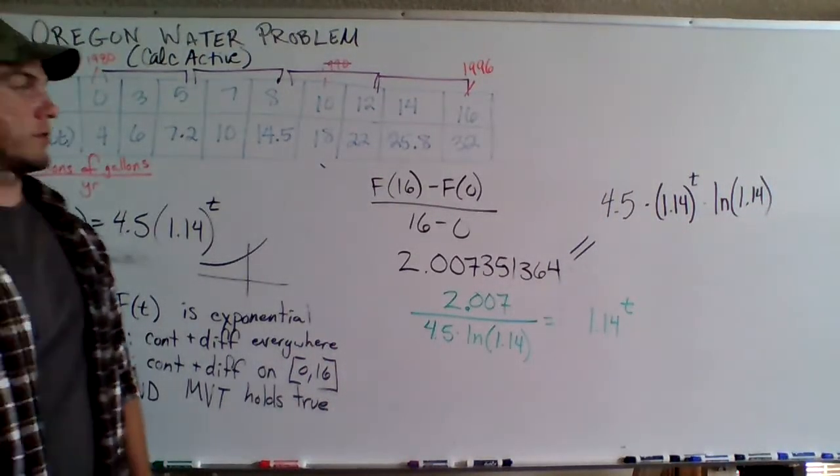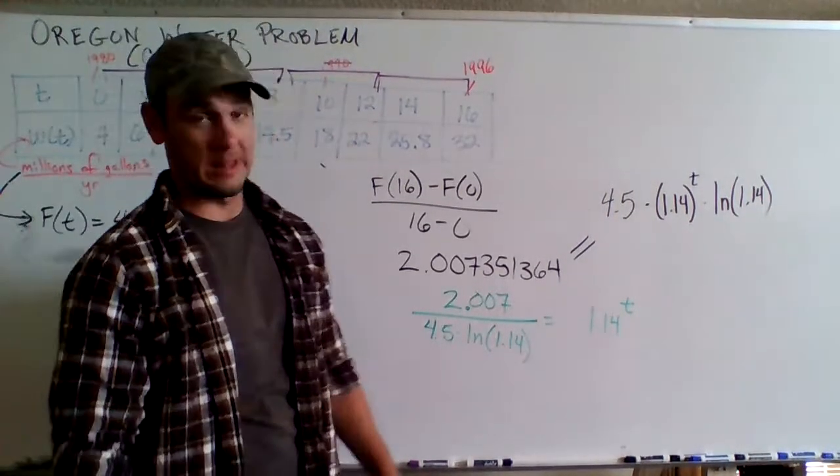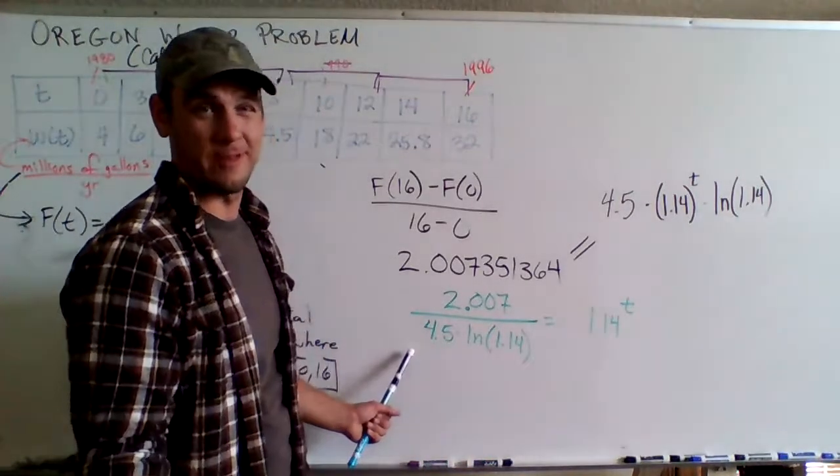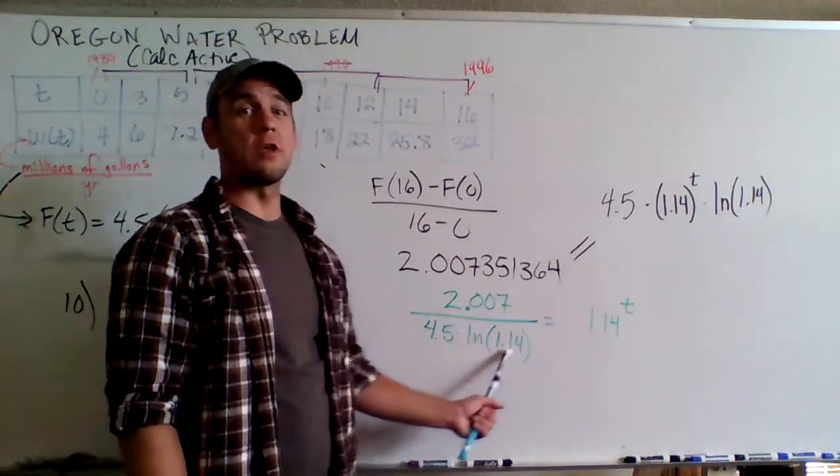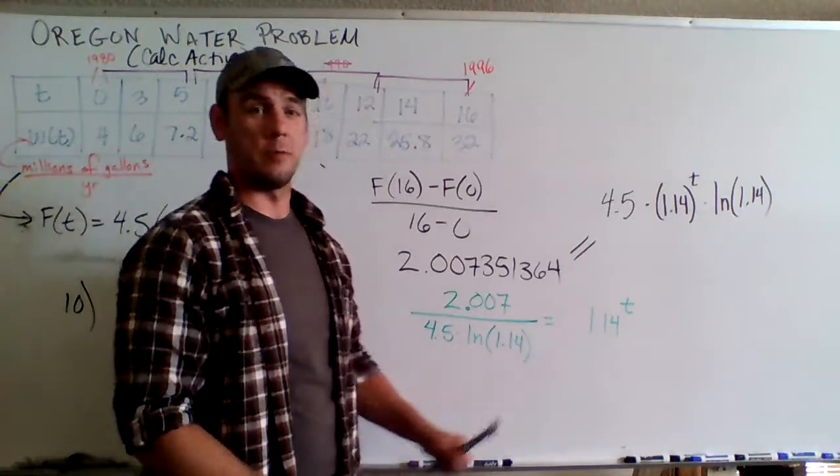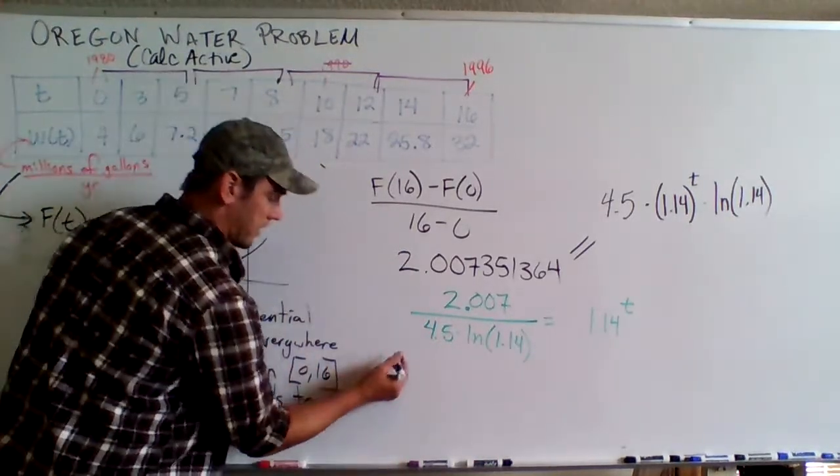All right, there's two different methods to solve this. We could ln both sides, which just means take natural log of both sides, or we could log base 1.14. I'm going to just log base 1.14.